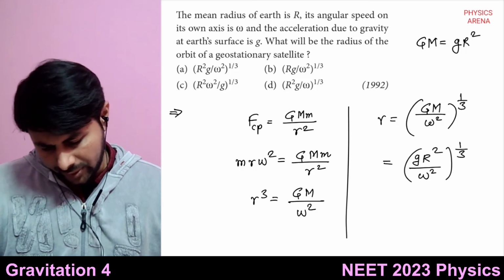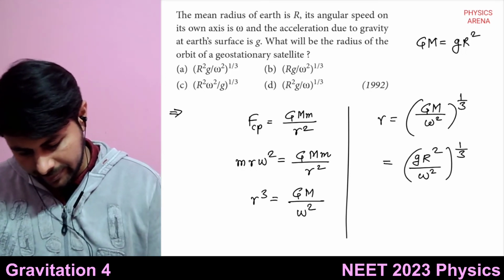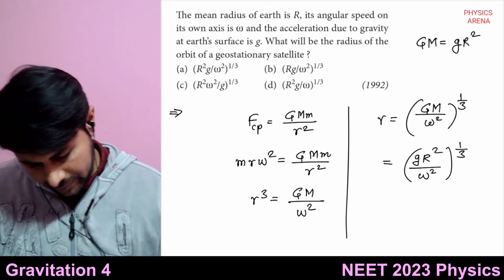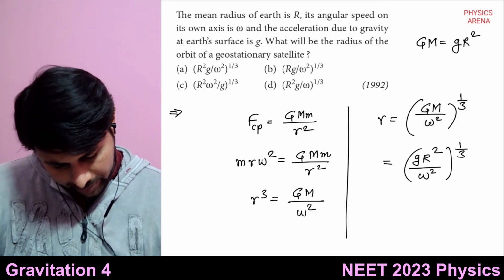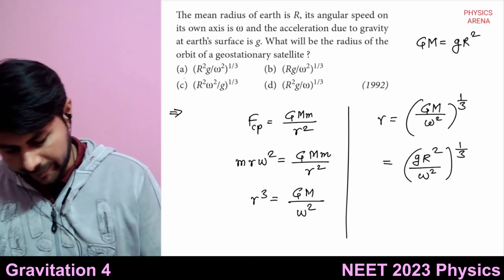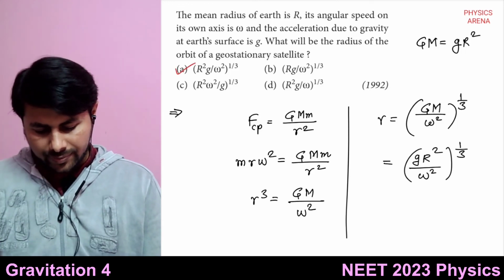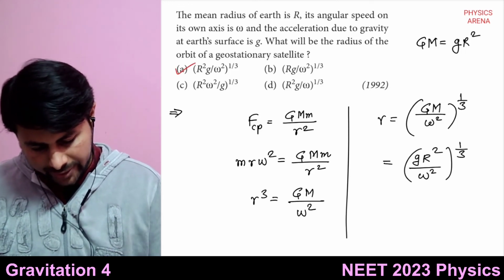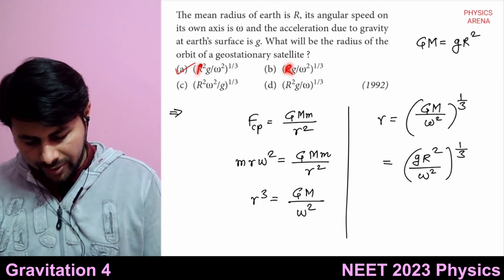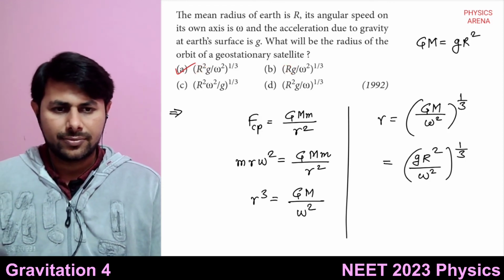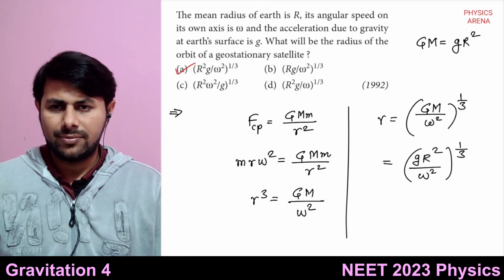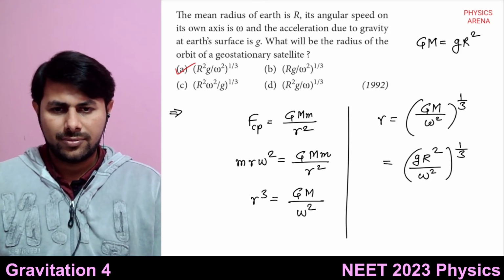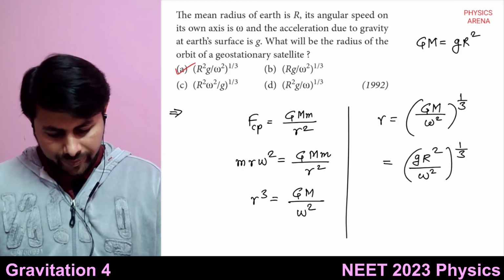So it's option A, or option B? Option A, right? In option B, it is R only. Here we have the square. So is it clear? Okay, good.